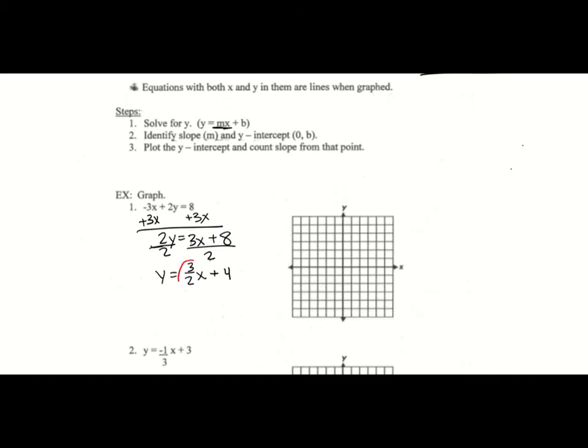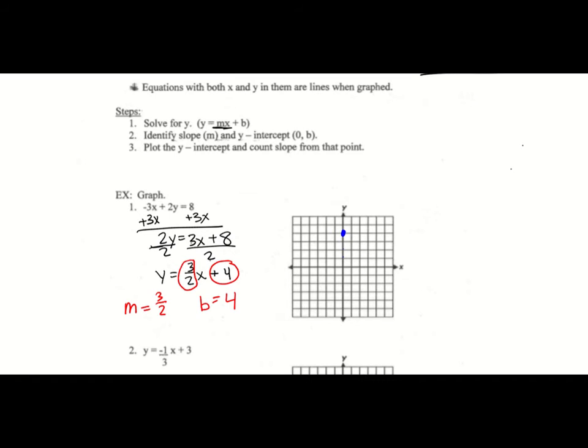So here my slope is the number in front of x, m is 3/2, and my b is the number at the end here, which is a positive 4. My final step, number 3, is to plot the y-intercept and then count slope from that point. So if I start with my y-intercept, it's a positive 4, so I'm going to go up 1, 2, 3, 4.